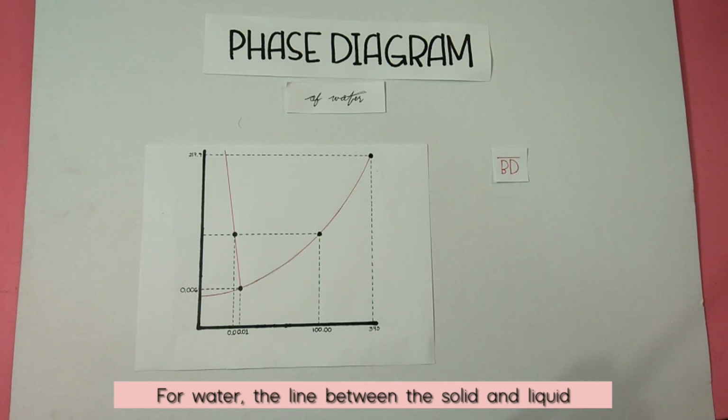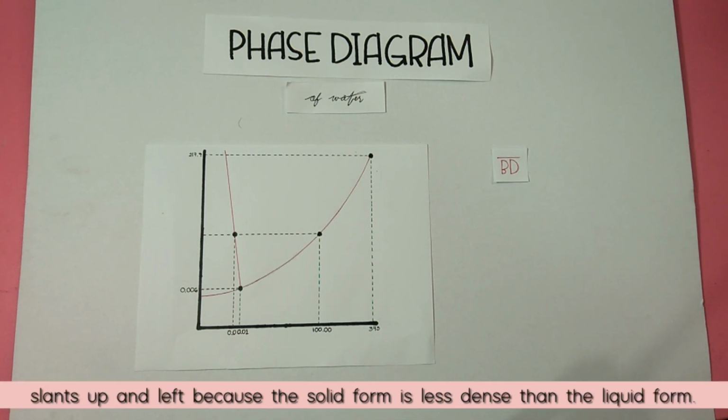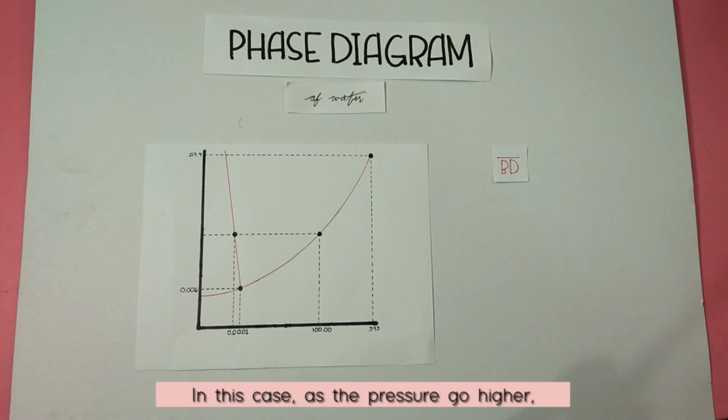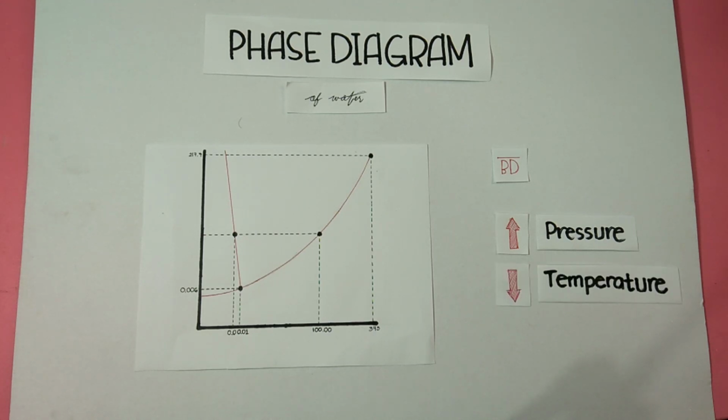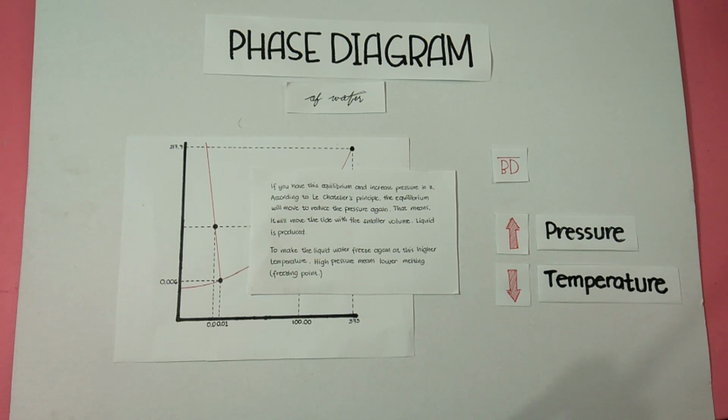For water, the line between the solid and liquid slants up and left because the solid form is less dense than the liquid form. In this case, as the pressure goes higher, the temperature decreases. The reason is that if you have this equilibrium and increase the pressure on it, according to Le Chatelier's principle, the equilibrium will move to reduce the pressure again. That means it will move to the side with smaller volume, so liquid is produced. To make liquid water freeze again at this higher pressure, you need a lower temperature, so higher pressure means a lower melting or freezing point.